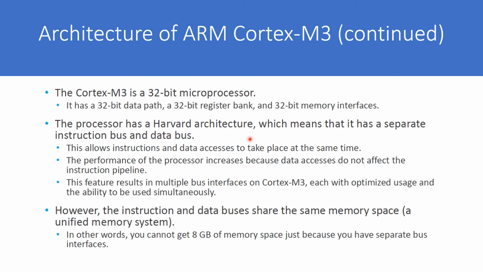The processor has a Harvard architecture, which means that it has a separate instruction bus and data bus. The advantage of Harvard architecture is that since it has separate buses for RAM and ROM, even if one memory, either RAM or ROM, gets damaged, you can replace only that particular memory. There is no need to replace the entire memory as in the case of von Neumann architecture. This we shall see in module 3 in detail. The overall advantage is that it allows instruction and data access to take place at the same time, because of RAM and ROM. Not only that, the performance of the processor also increases because data access does not affect the instruction pipeline.